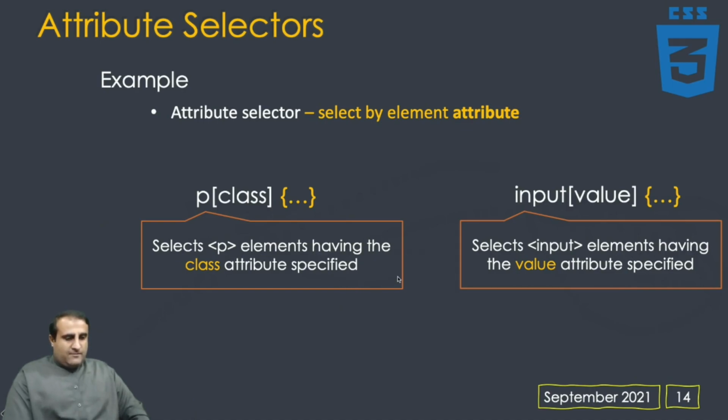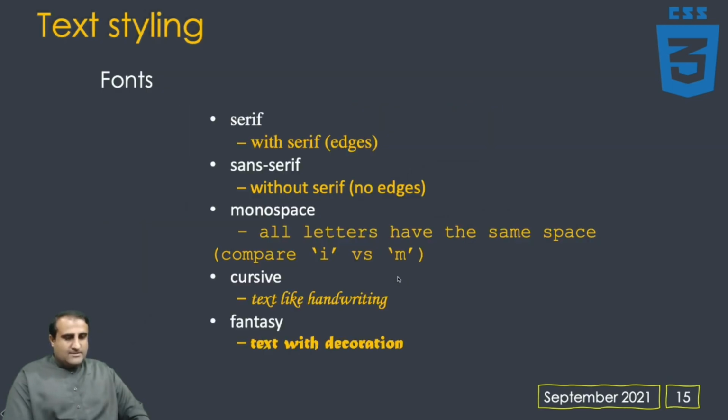And then finally, we can see some text styling attributes. So first we will talk about the fonts. So basically there are 5 basic fonts in CSS. So CSS defines 5 types of fonts.